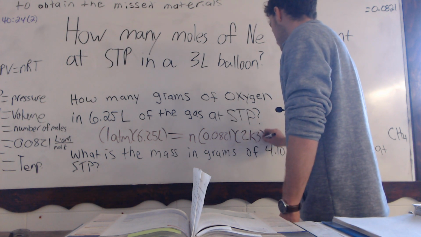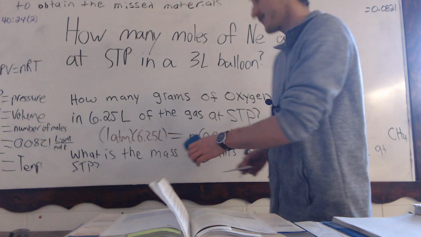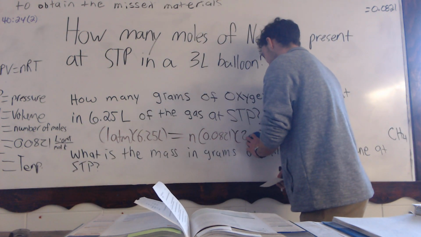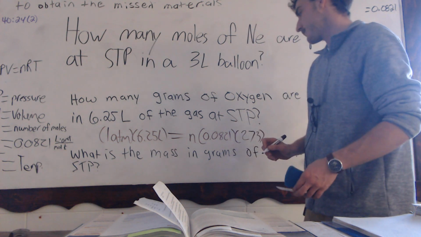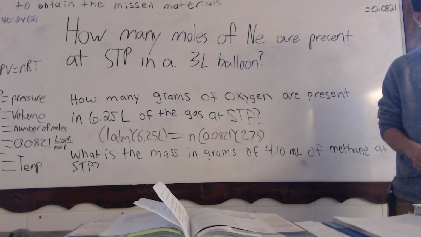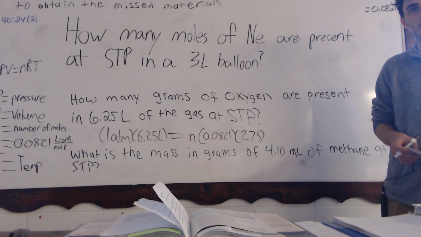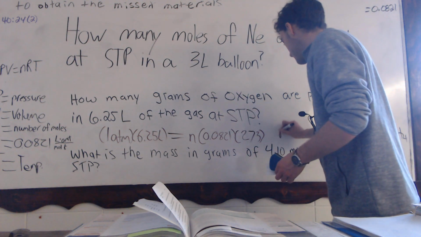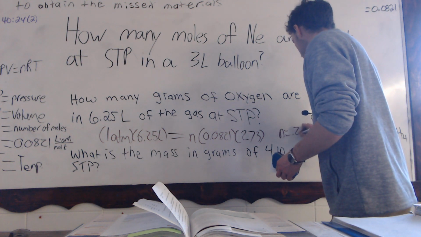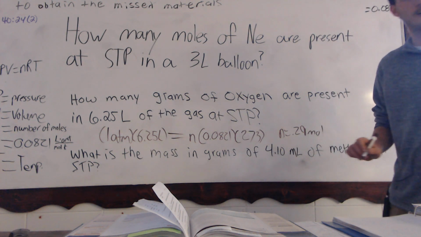You're gonna need to find your moles. Methane is CO2, right? Yep. What do we get for the moles? 0.29. So N equals 0.29. That's moles. So how many grams of O2?